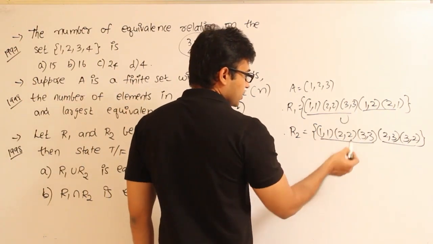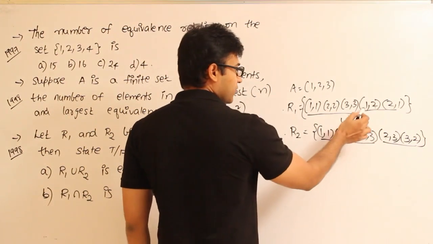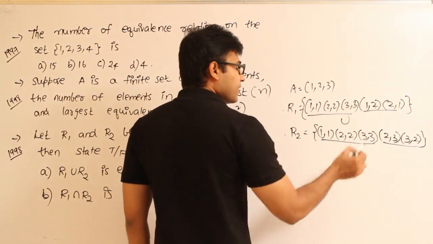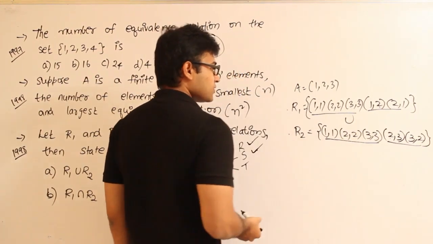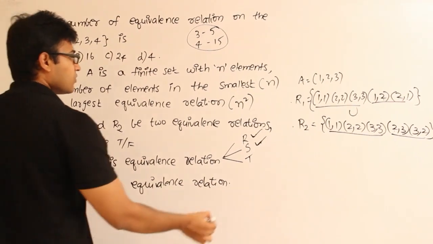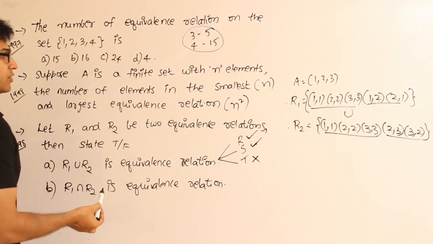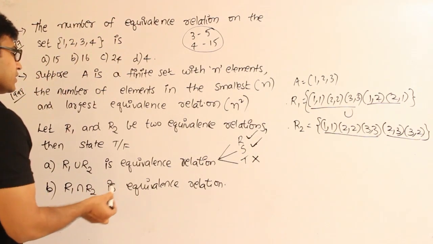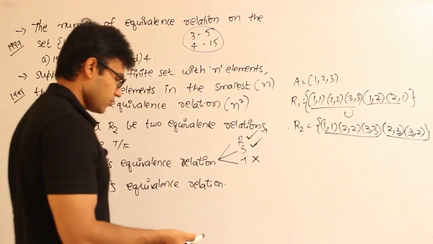Now after taking the union, we'll get (1,2) and (2,3). Both of them will be present. When (1,2) and (2,3) are present, then there should be (1,3), but (1,3) is not present in this, and so it is not transitive, and hence it cannot be an equivalence relation. Therefore, since transitive relations fail to be closed under union, we cannot say that R1 union R2 is an equivalence relation. Therefore, it is false. Then what about intersection?